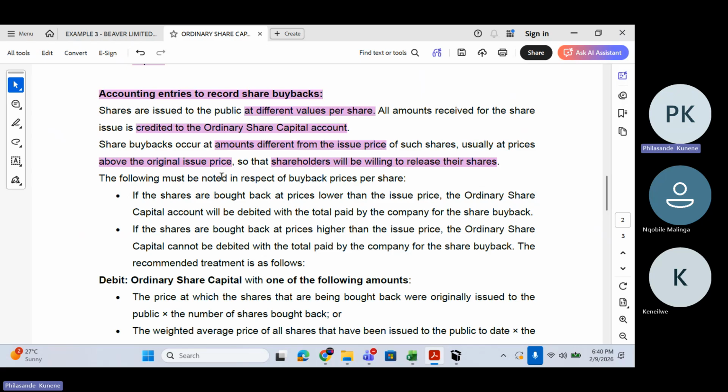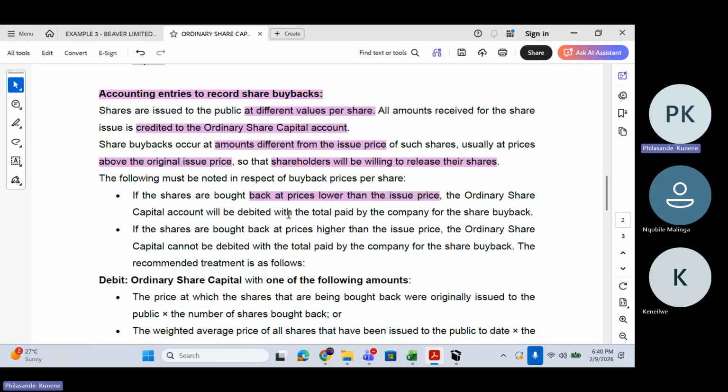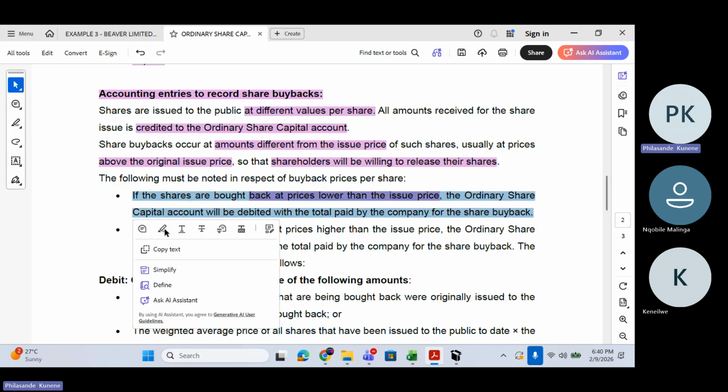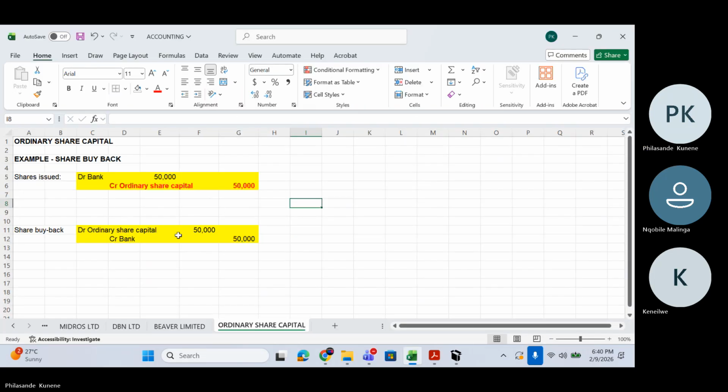Okay, the following must be noted in respect of buyback prices per share. If shares are bought back at a price lower than the issue price, the ordinary share capital account will be debited with the total paid by the company for the share buyback. If we buy the shares at a price less than 50,000, let's say we're buying them at 40,000 rand, I'm just going to debit ordinary share capital 40,000 and credit bank 40,000 rand.